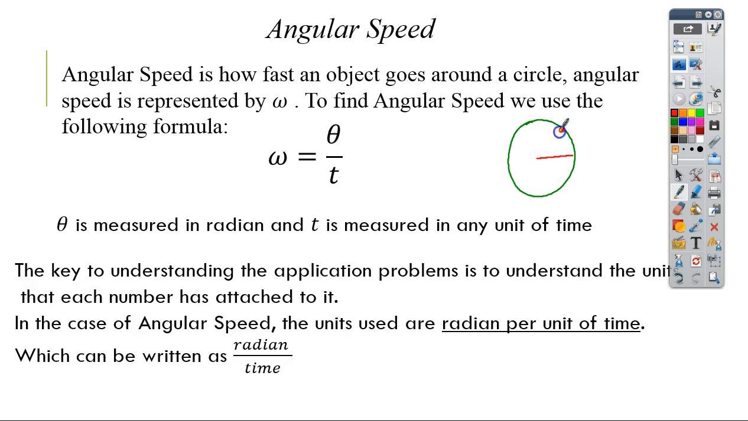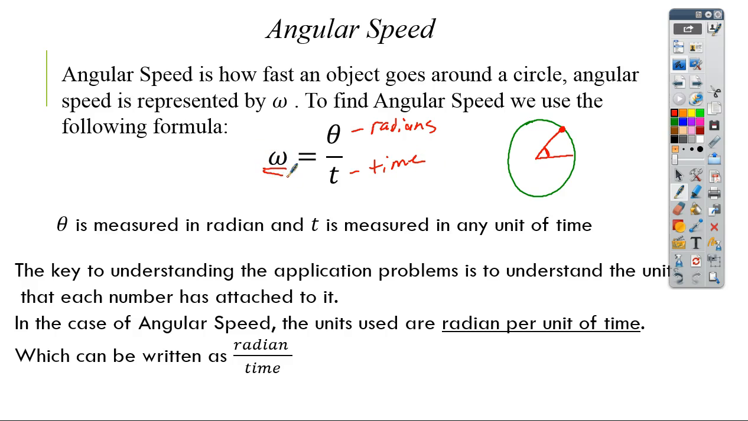My angular speed is how fast is my angle, this angle here, how many radians am I going through per second? I don't care about the distance. I don't care about the radius. When I try to figure these out, the only two pieces that I care about is my theta, which again is in radians, and how much time.